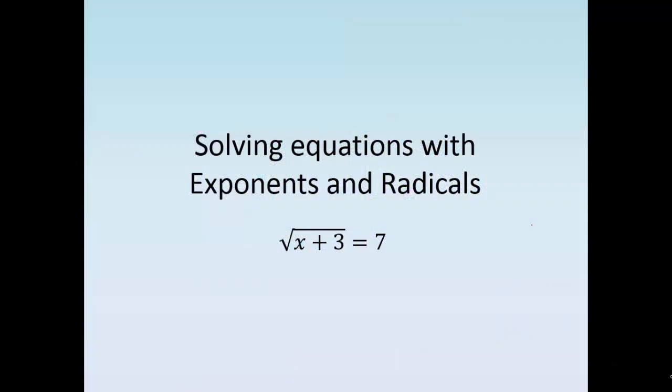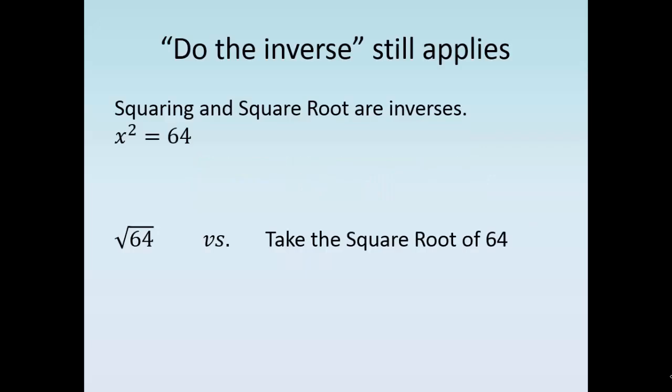Solve equations like this. Okay, the do-the-inverse general rule still applies. So what's the inverse? Well, squaring and square root are inverses of each other. So in this equation, x squared equals 64, the inverse of x squared is square root, and you need to do that to each side entirely.